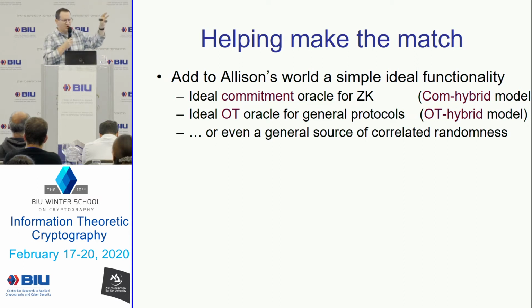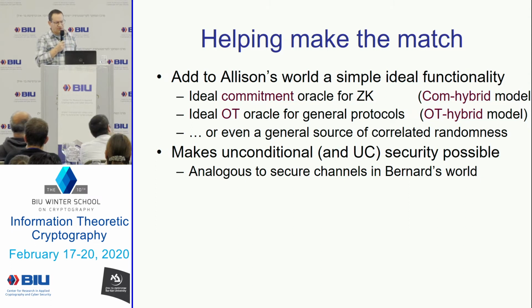We can even go beyond these specific functionalities and say that we don't want to give Alice and Bob, the two parties, access to a trusted party that does what they want, because this trivializes the question. But let's allow them to get a sample from a suitable source of correlated randomness. This is an input-independent functionality. It doesn't have any inputs, it just samples correlated randomness, and we give Alice and Bob access to this functionality. Again, it doesn't trivialize the question. This makes information theoretic and conditional UC security possible, really analogous to secure channels in the information theoretic world. Even in the information theoretic world, we assume we have some infrastructure. This gives a more elaborate infrastructure that suffices for doing zero knowledge or 2PC with no honest majority.